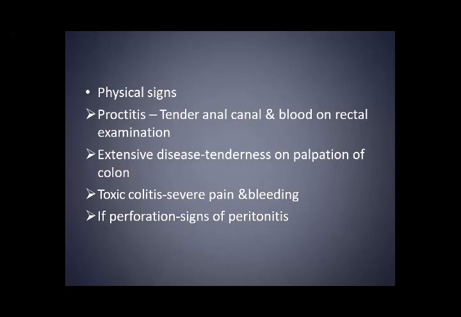If you have a toxic dilatation, you can have a distended abdomen with an element of peritonism and guarding if there is a perforation. In toxic colitis there is severe pain and bleeding, and if there is perforation, you can elicit the signs of peritonitis, that is muscle guarding. The patient may be febrile and toxic with muscle guarding, and bowel sounds may be absent.